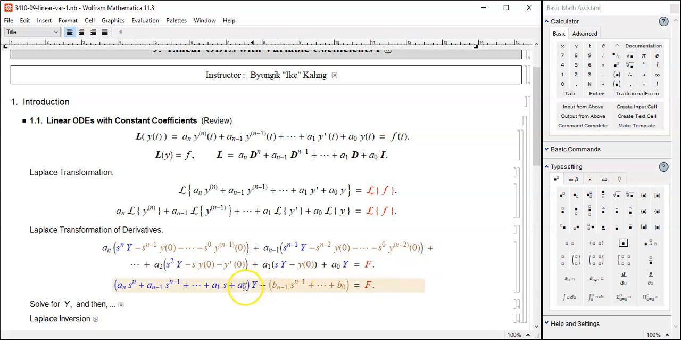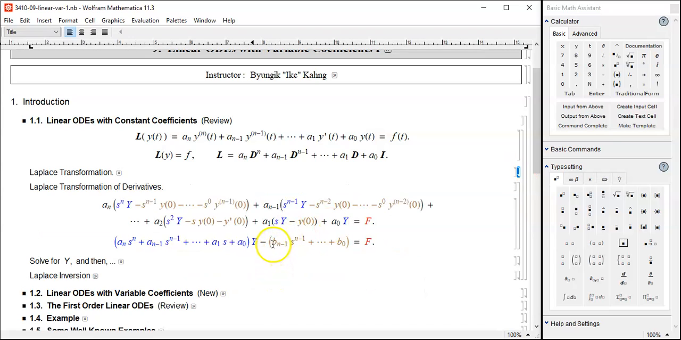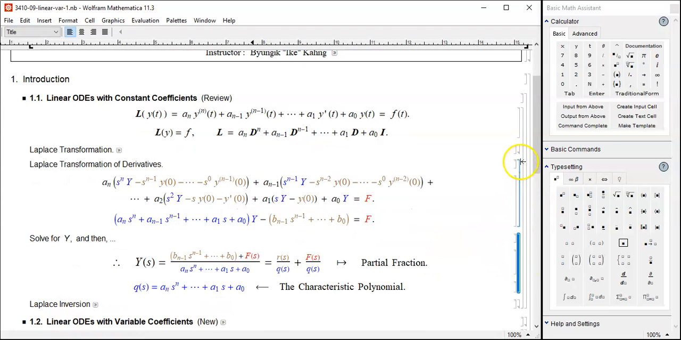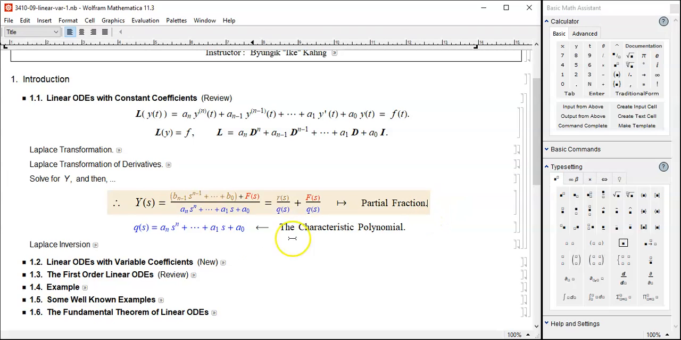What do you have? This coefficient part of capital Y, that part is a characteristic polynomial, isn't it? That has degree n, and the other has degree at most n-1. So divide and solve for capital Y. This is what you're going to get. You have R of s over Q of s, which is a proper rational form. And that corresponds to the Laplace transform of the solution of the homogeneous equation. And that one's particular.